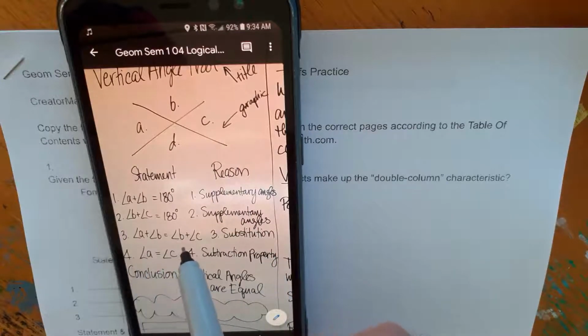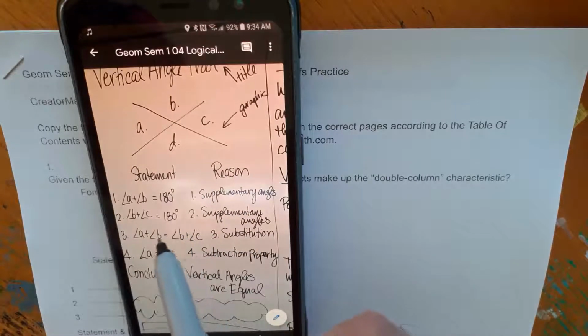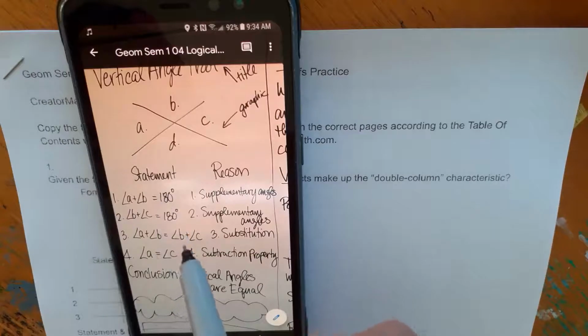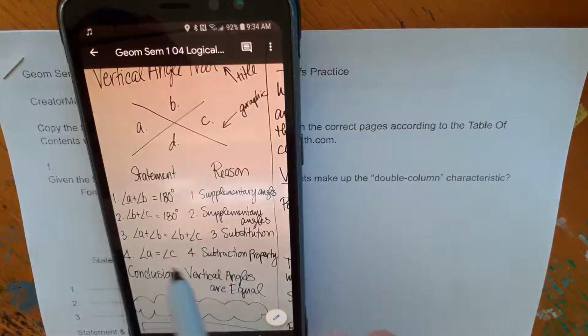A plus B equals B plus C, so this has to equal this because they both equal 180. Then we can cancel out the two B's, right? So substitution: we substitute these for 180 here in this statement. Then we cancel out B's from both sides of the equation, and we have angle A equals angle C. Those two are vertical angles from each other, and this proves that vertical angles are equal.